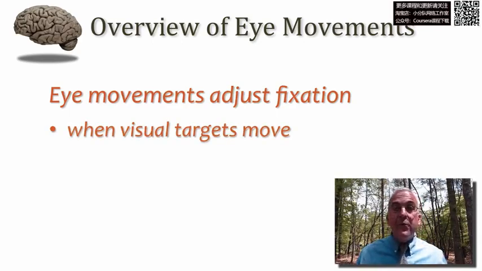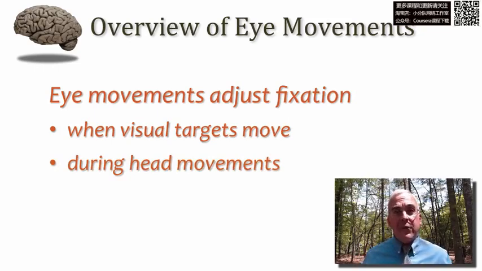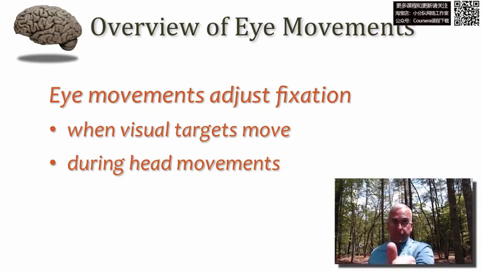So eye movements adjust fixation when the visual target of interest happens to be moving, such as maybe watching a bird fly across your field of view. And eye movements help to adjust fixation when our head is moving. So this is the complementary scenario where we want to focus on a stationary object, let's say, and our head is moving, or maybe our entire body is moving. And so we want to make minute adjustments in order to maintain fixation so that the central 1 to 2 degrees or so of visual angle continues to project on that part of the retina that's most sensitive for high visual acuity.